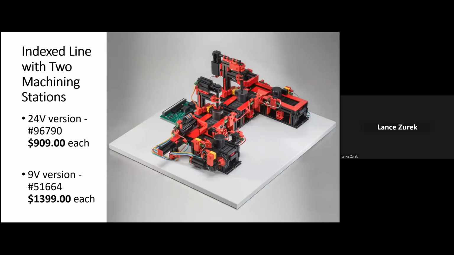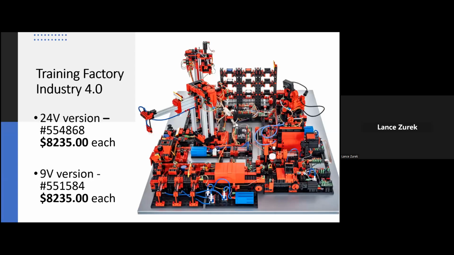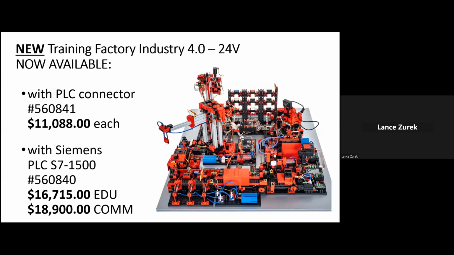The indexed line with 2 machining stations in the 24-volt version is again $909, and in the 9-volt version is $1,399. And the full Training Factory Industry 4.0 in either the 24-volt version for use with PLC or the 9-volt version that comes pre-wired to the robotics TXT controllers. In either of these cases, you're looking at a cost of $8,235 per unit. But there's more, as they say.